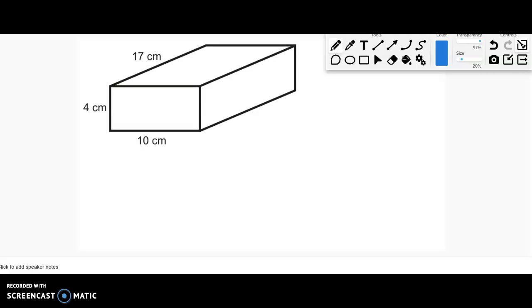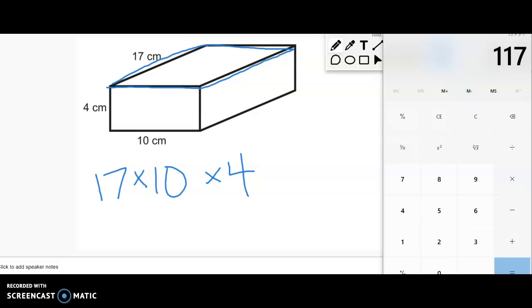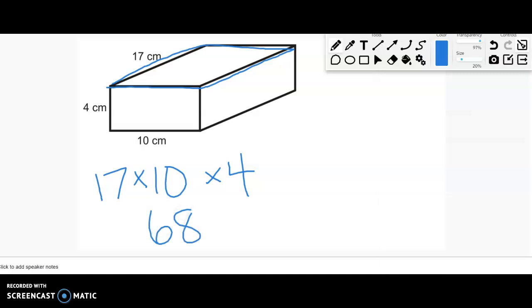All right, so again, length times width times height. 17 times 10 times 4. If you need to pull up your calculator, 17 times 10 times 4 equals 680 centimeters cubed.